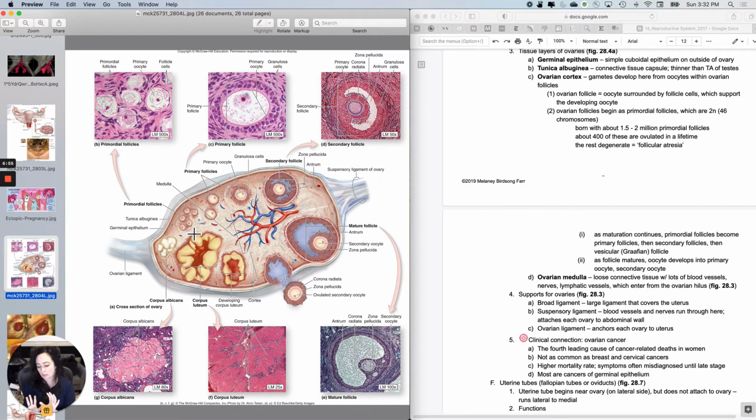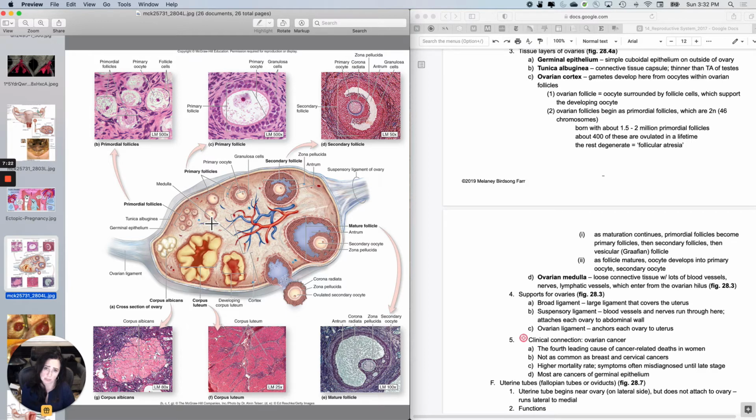And here's the important part on how it's related to things that you've heard before. What is true in women is that you are born with all of these you are ever going to have. You are not born with all of the eggs you're ever going to have, but you're born with all of the egg-producing structures you're ever going to have. And that's these follicles, okay? And those will age with you, okay? So you're born with about 1.5 to 2 million primordial follicles.